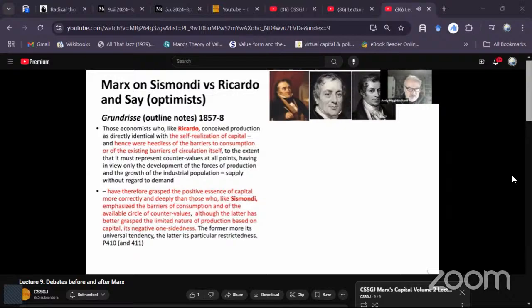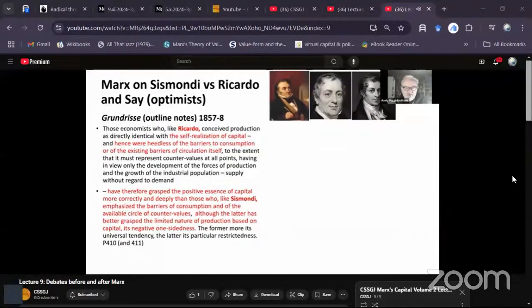They see the capitalist system as expanding unproblematically, and they don't see any necessity of the system going into crisis, right? So what we've got here, and I'm quoting Marx here in the Grundrisse, he's saying they have therefore grasped the positive essence of capital more correctly and deeply than those who, like Sismondi, emphasize the barriers of consumption, right?